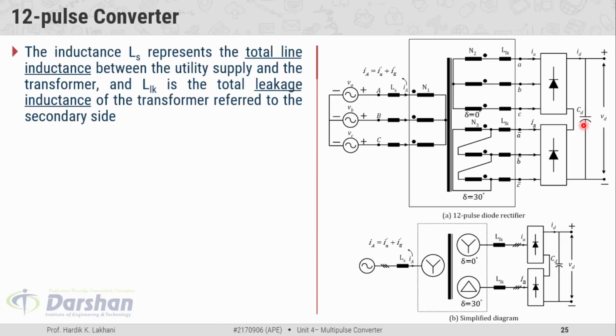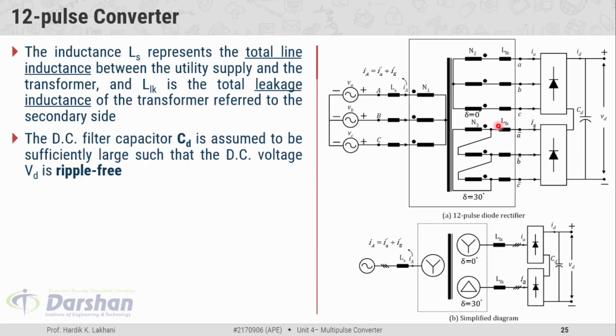The inductance Ls at the input side represents the total line inductance between the utility supply and the transformer, and LLK is the total leakage inductance of the transformer referred to the secondary side. The DC filter capacitor CD is assumed to be sufficiently large such that the DC voltage appearing between these two terminals is ripple free. So there should not be too much variation in the DC output.